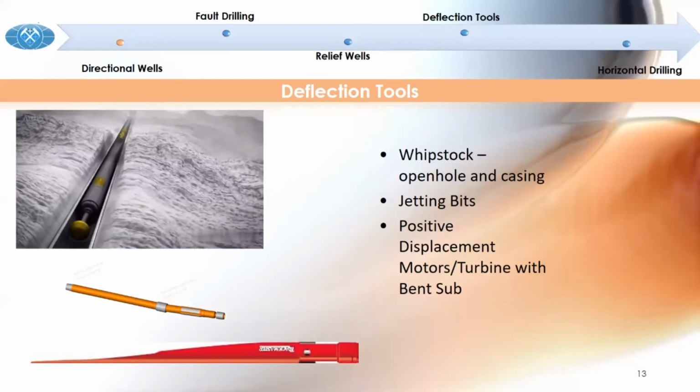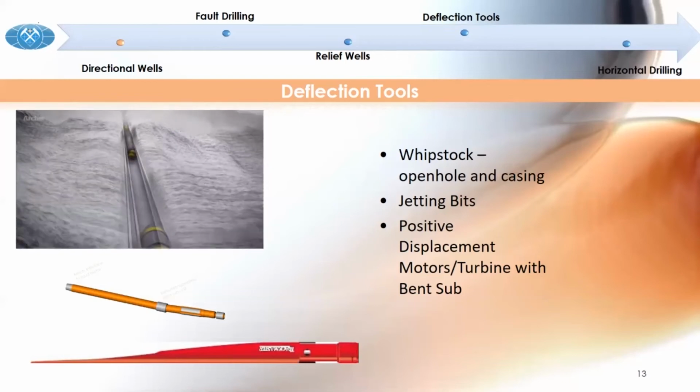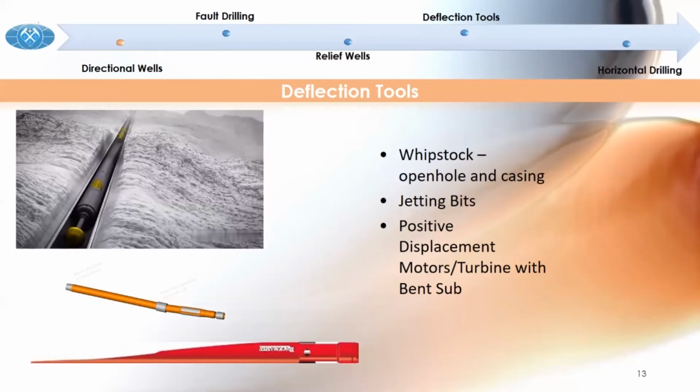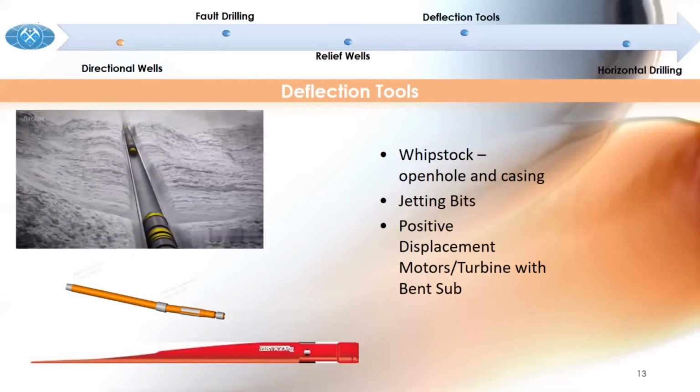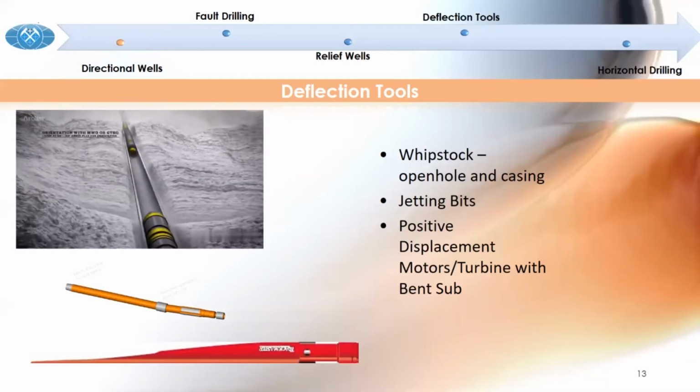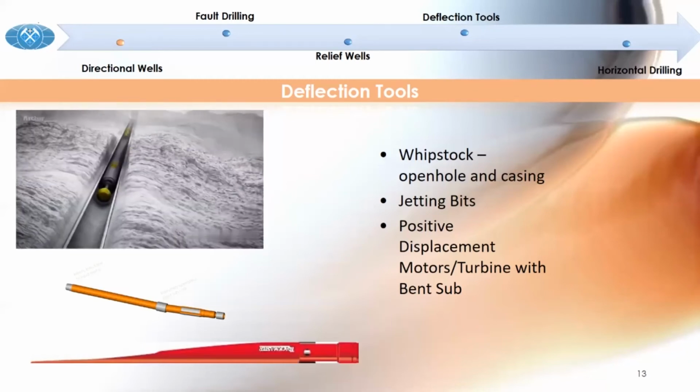Another way of deflecting is with the jetting bits. The jet bit method of deflecting a well was at one time the most common method used in soft formations. However, the economics of this method and the availability of other directional drilling tools limit its use. And the last, one of the most common methods of deflecting, is the use of positive displacement motors or turbines with a bent sub.